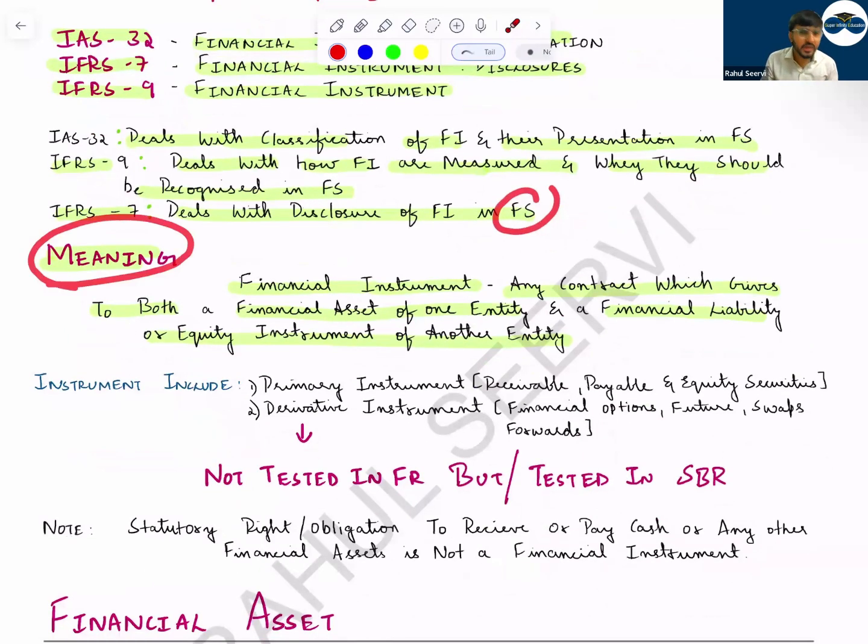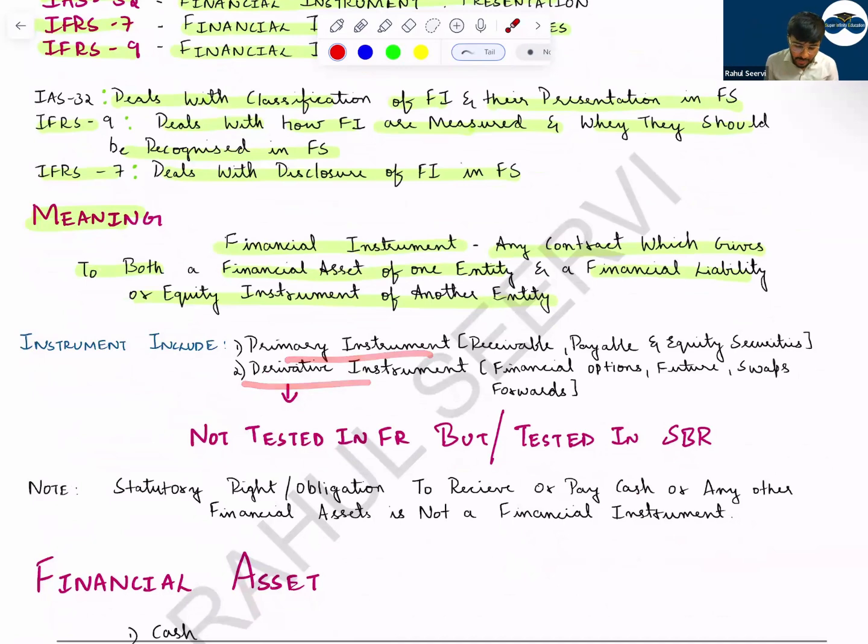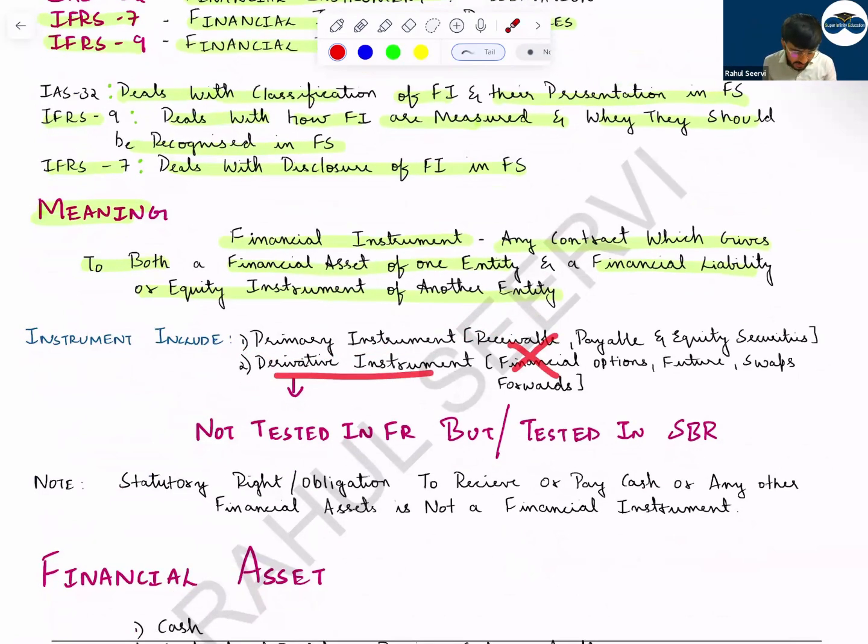Then we had discussed the meaning. Meaning was what? So financial instrument means a contract which creates financial asset for one entity. For the other entity, it could be a financial liability or an equity instrument of another entity. Then we discussed there are two types of instrument: primary instrument, derivative instrument. Primary instruments are covered in your FR, derivatives are not tested in your FR.